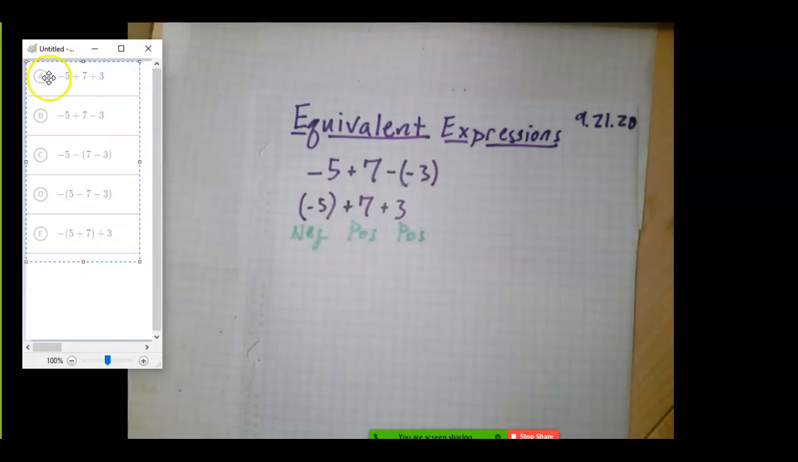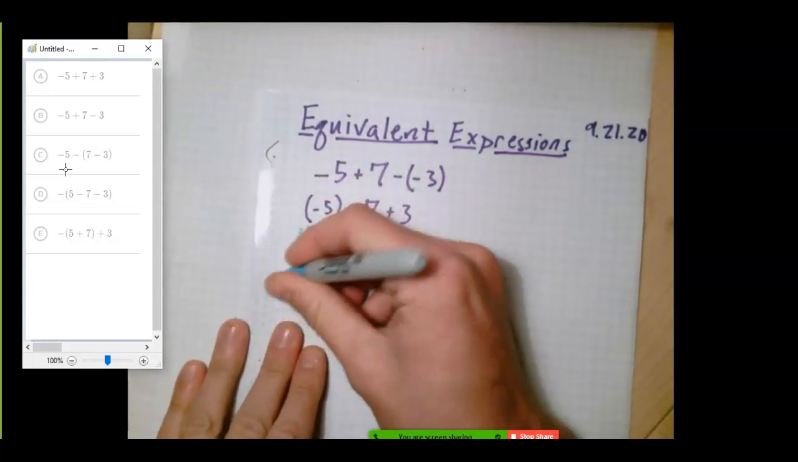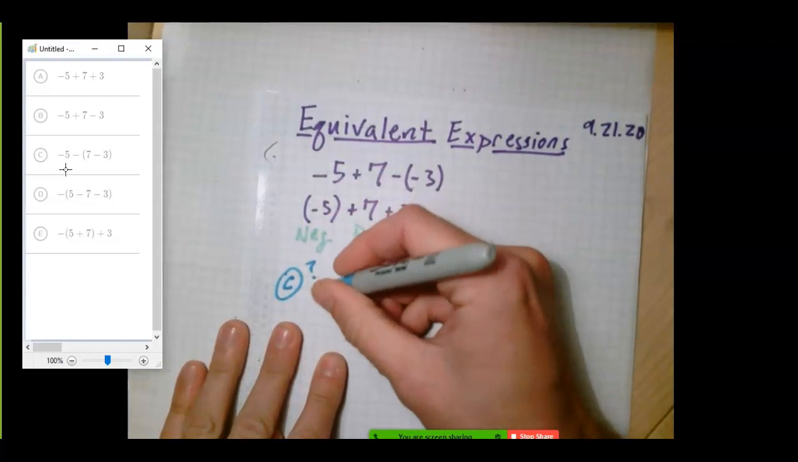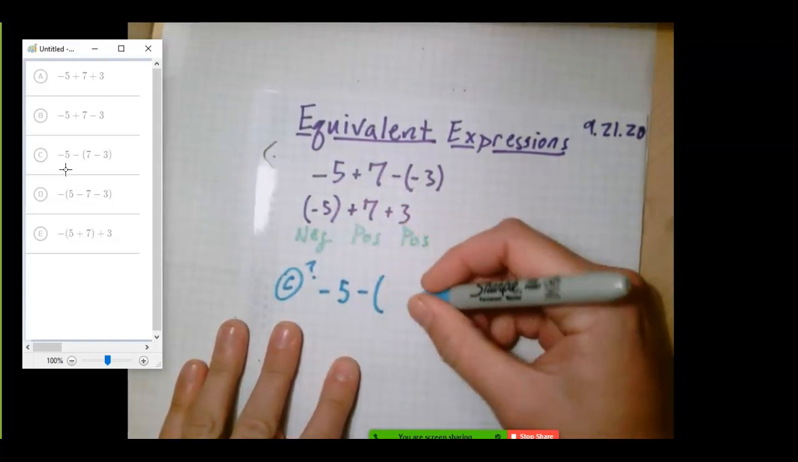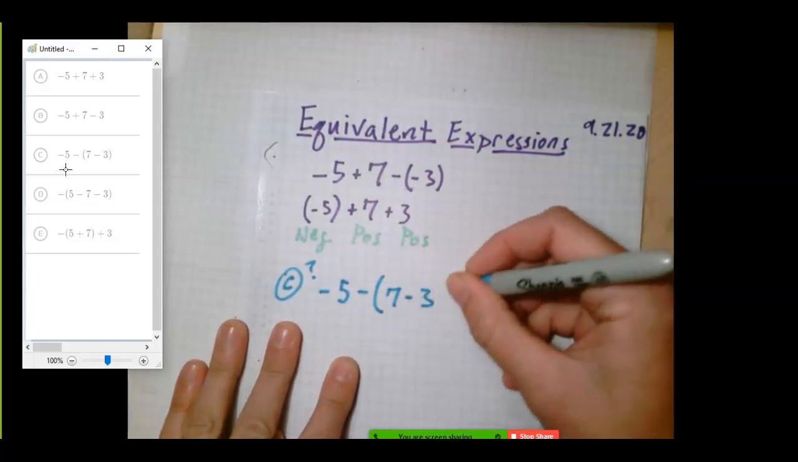So when I'm looking through my multiple choice options, what I'm thinking is which ones give me a -5, a +7, and a +3. Well, A is a pretty easy choice right off the bat because I see my -5, my +7, my +3. It's the other ones like C and D and E that get confusing. So let's talk specifically about option C and test, does that work? Option C starts as -5 minus parentheses 7 minus 3.